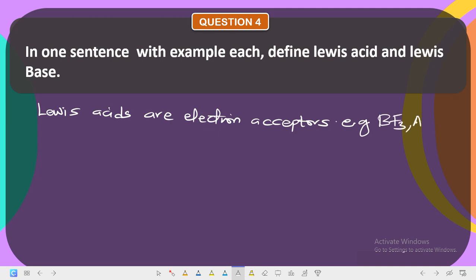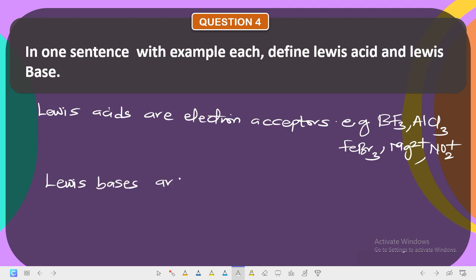With one example, for example BF3, AlCl3, FeBr3. All these are what? Lewis acids. Then we have Mg2+. All positive ions, almost all of them are Lewis acid. All electrophiles, they are Lewis acid. So all these are Lewis acid. Now the next one says define Lewis base. Lewis bases are electron donors.